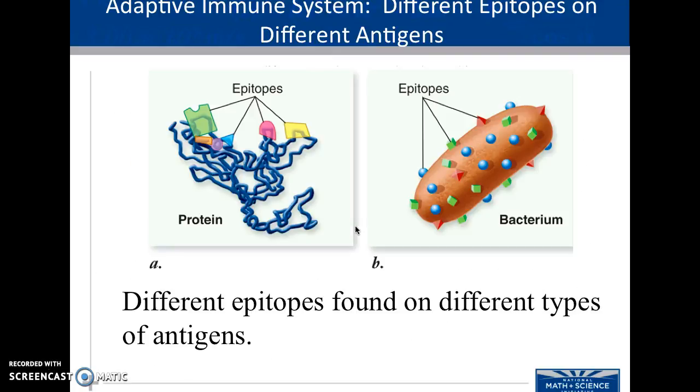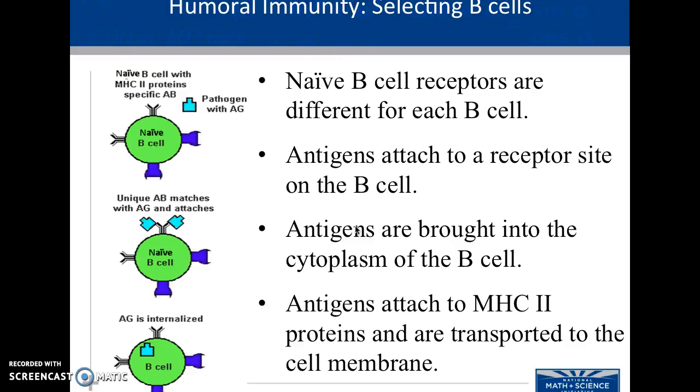These are some examples of different epitopes that are found on two types of antigens, which are on pathogens. One pathogen is a protein, one is a bacteria, and on its surface it has antigens, and the antigens have epitopes on them. How does humoral immunity work?